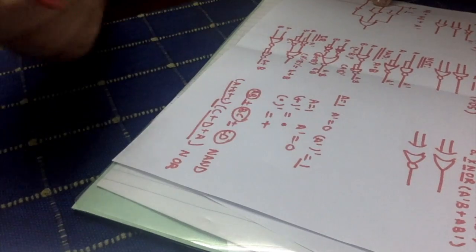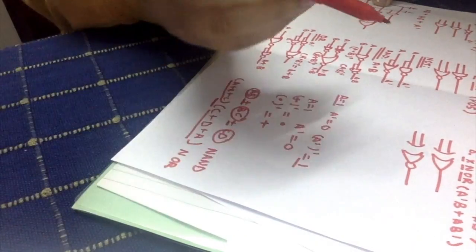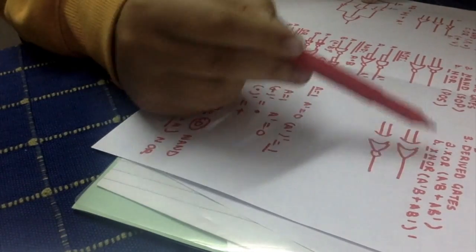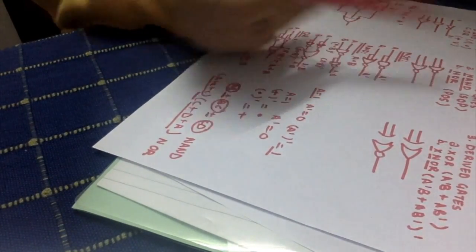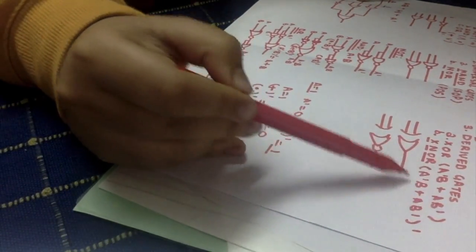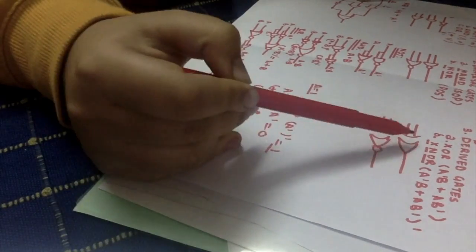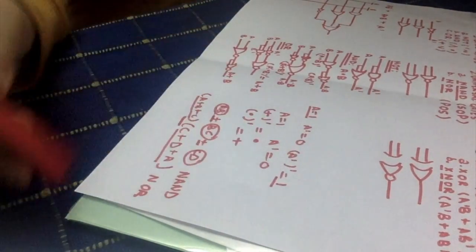Now, using these two formulae or these two points, you can easily draw XOR and XNOR using NAND and NOR gates. Here you can see this is the sum of product, so you can use NAND gates to make these gates. In this way, from NAND and NOR, you can make all gates.